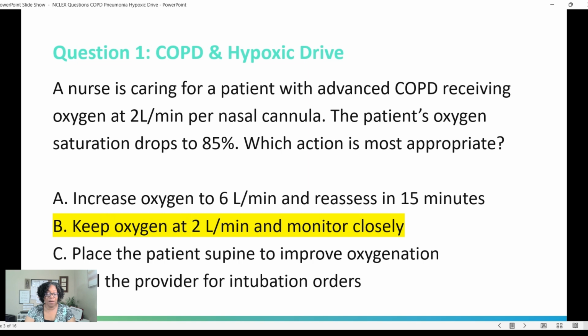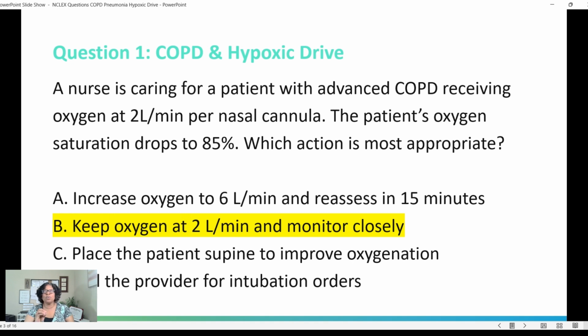Okay. All righty. B, keep oxygen at 2 liters per minute and monitor closely. So why is B the answer? When you're looking at COPD patients, especially those in advanced disease, they rely on low oxygen levels. Low oxygen levels will trigger breathing. So we talked about hypoxic drive, so go back to that hypoxic drive video. High oxygen will shut this drive down.